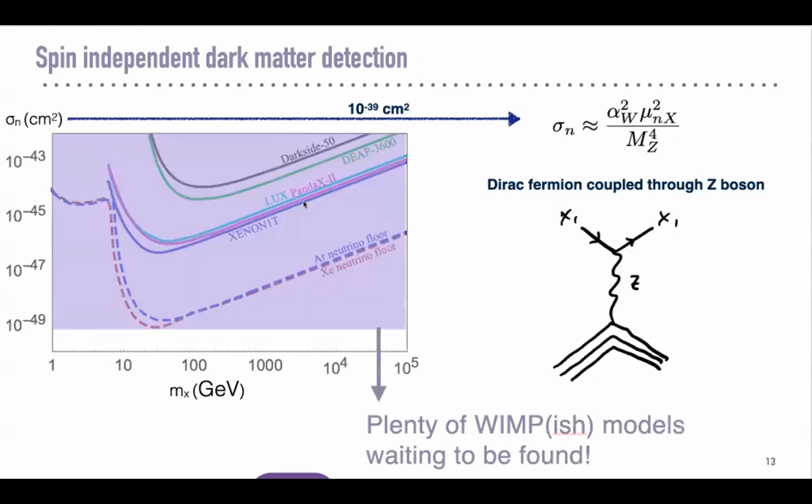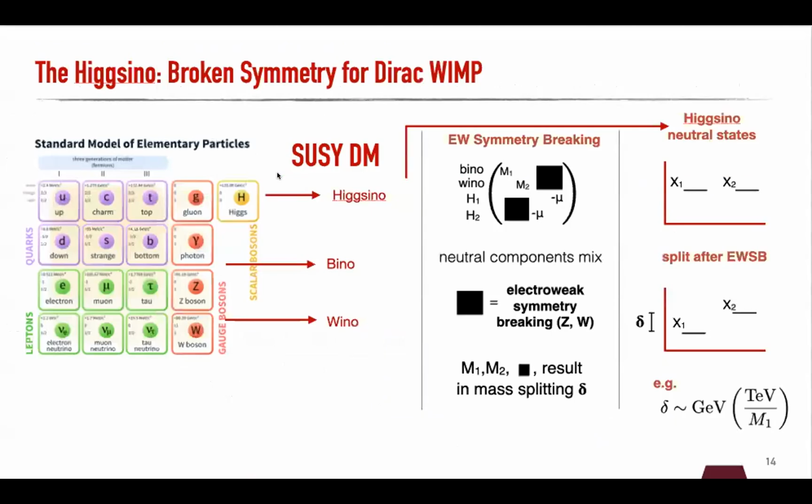However, it's important to keep in mind that there are plenty of WIMPish models waiting to be found in the rest of the parameter space, and that this is really just a very specific example. To give you an example of a WIMPish model, or actually in this case, a very classic WIMP model that is still being sought out, let's talk about the Higgsino.